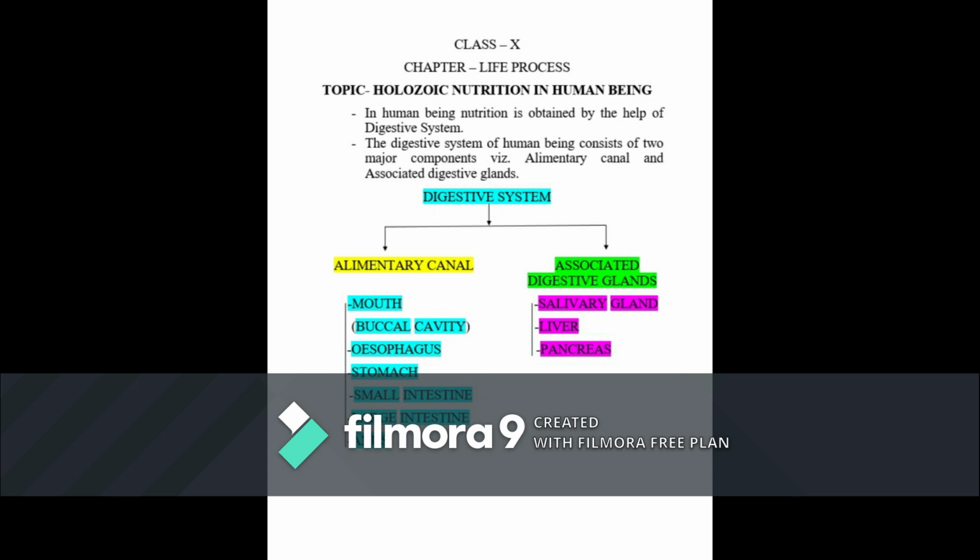Okay, so we need to understand what the alimentary canal is and what the need of associated digestive glands is in the process of digestion. So in the alimentary canal, there is a long tube which is made up of different parts. The parts include the mouth, which we can also call the buccal cavity, esophagus, also known as the food pipe, stomach, small intestine, large intestine, and anus. Associated digestive glands include three glands: salivary gland, liver, and pancreas.